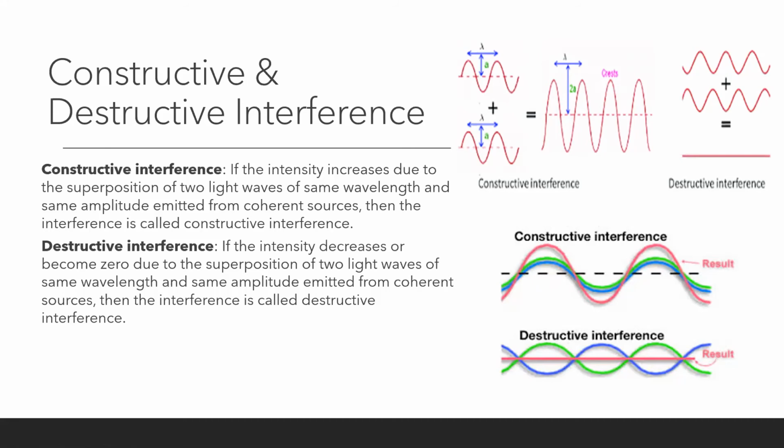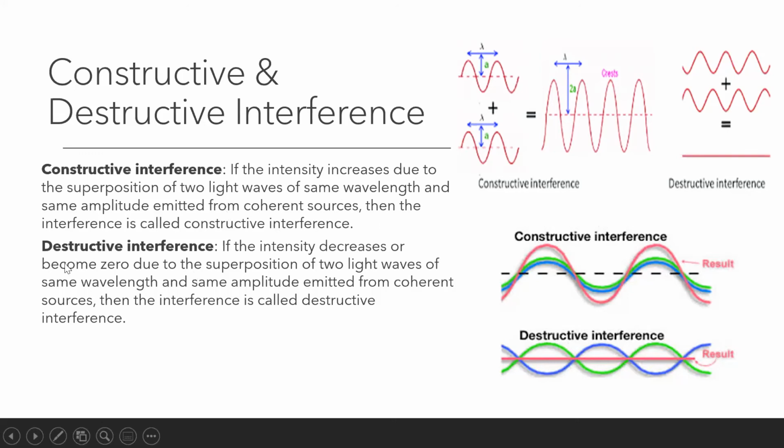So the intensity directly depends on amplitude. The amplitude becomes double, which means the intensity is increased. So you get constructive interference, or bright color. So if the intensity increases due to the superposition of two light waves of the same wavelength and same amplitude emitted from coherent sources, then the interference is called constructive interference.